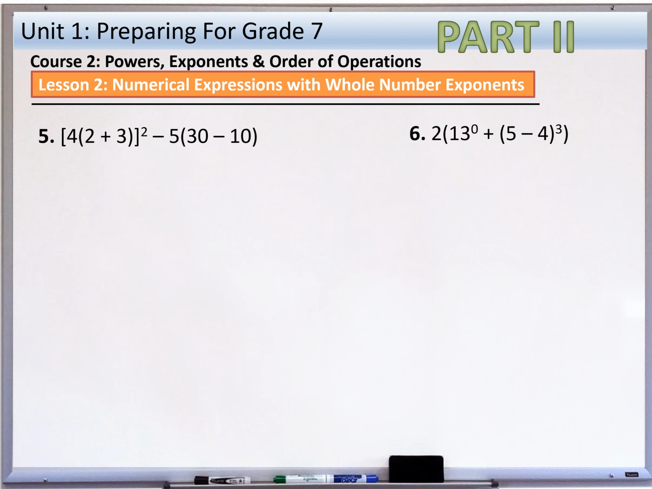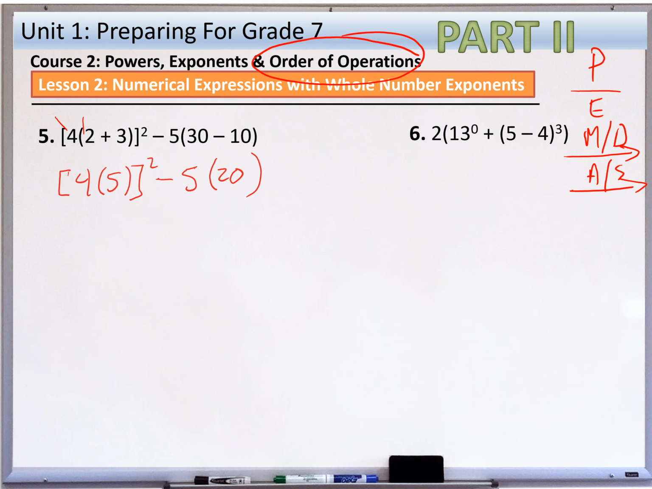Hello and welcome back to part 2 of simplifying numerical expressions with whole number exponents, or using the order of operations to do that. Okay, so we'll continue with number 5. This is an example of how we have parentheses and brackets, but either way it goes, it's at the top of the order of operations, right? So let's see what you came up with.